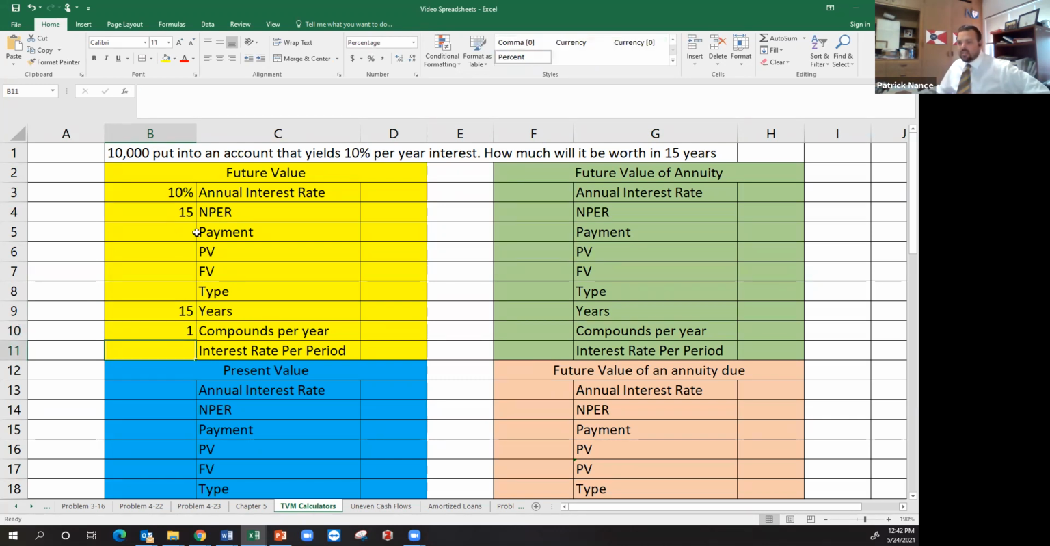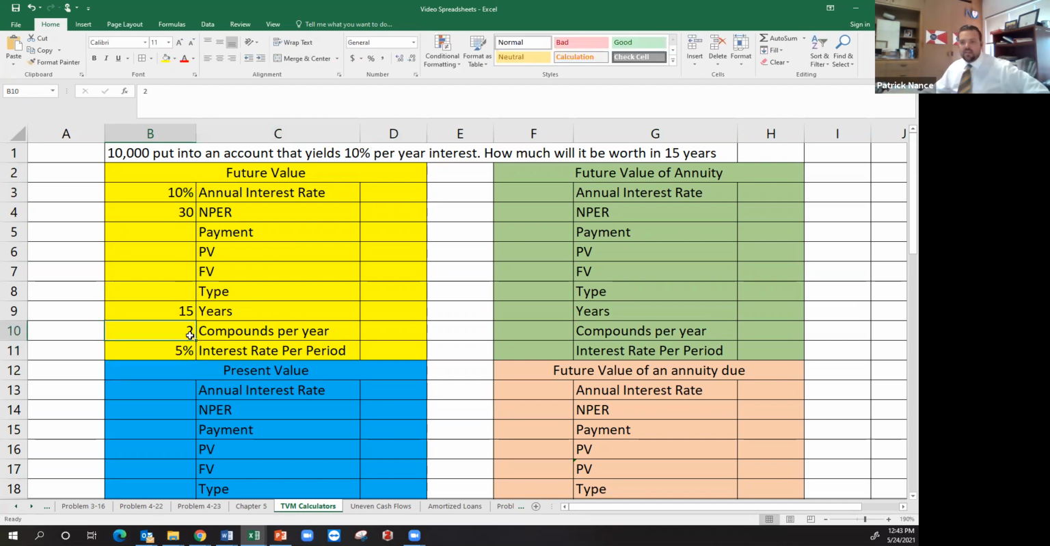I got my annual interest rate, but I want to know my interest rate per period. Since this is only once per year, it's going to be 10%. But if it were multiple times a year, I would take the interest rate and divide it by the number of times that it compounds on an annual basis. So I'm going to write that as a formula here too. I'm going to take 10% divided by the number of compounds per year. So in this case, it's going to be 10%.